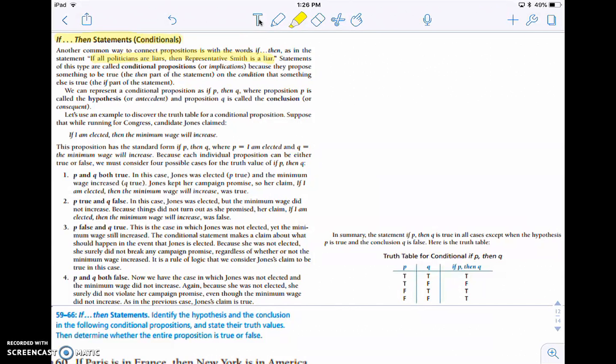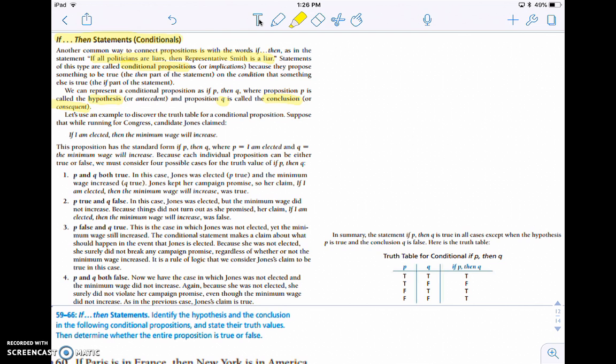But again, these statements are called conditional propositions or implications because they propose something to be true, which is the then part of the statement, on the condition that something else is true, which is the if statement. And these are ones we have to look at carefully. Now we can represent a conditional proposition if P then Q, with proposition P being called the hypothesis or the antecedent, and Q being the conclusion or the consequent.